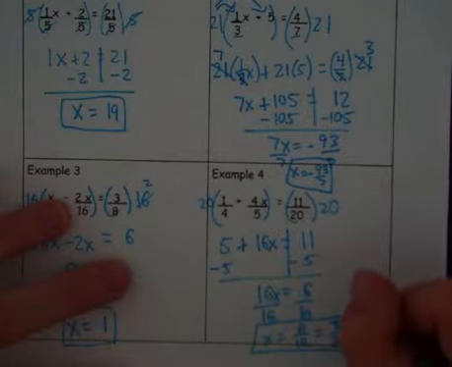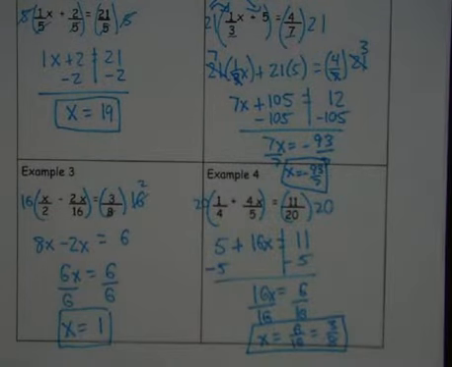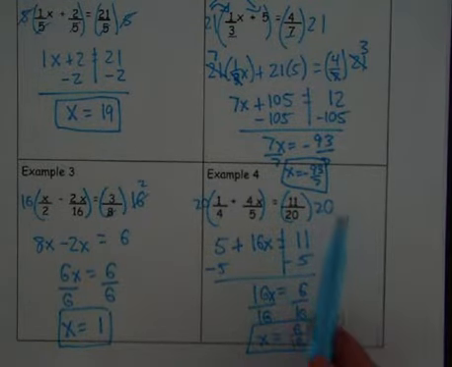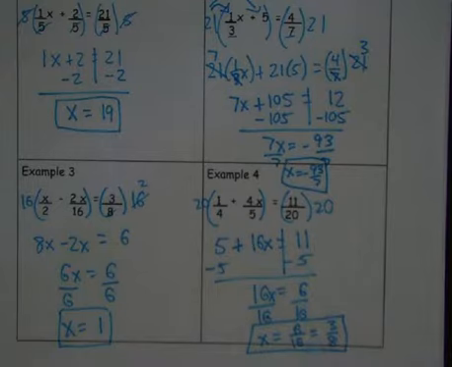So that is how to solve multi-step equations with fractions. You find the common denominator, multiply both sides by it, use the distributive property if necessary, combine like terms, and then solve for the variable.